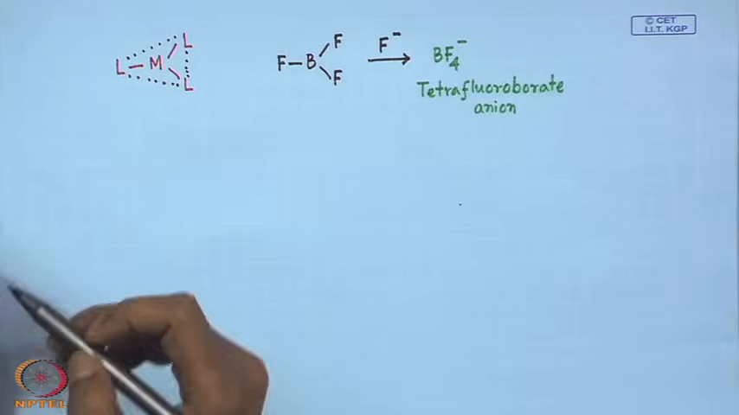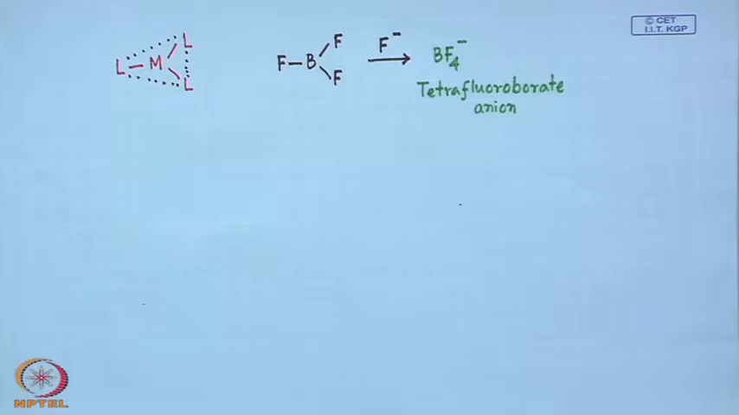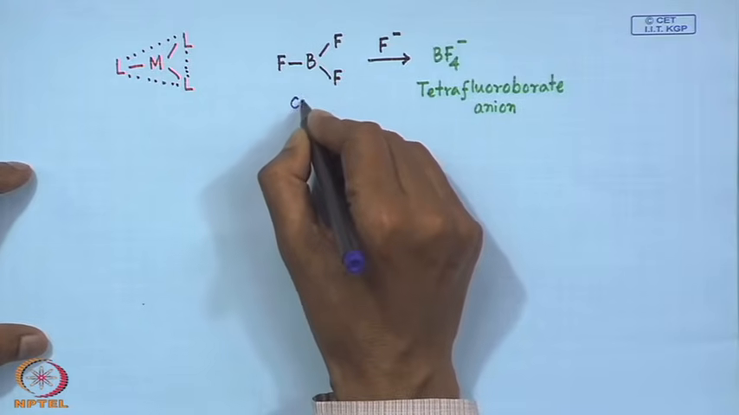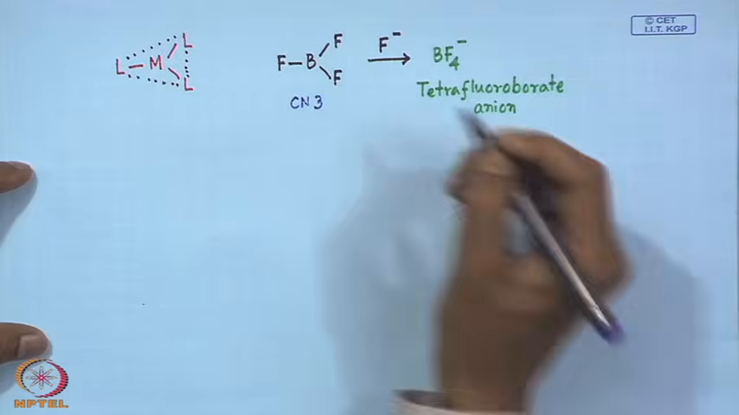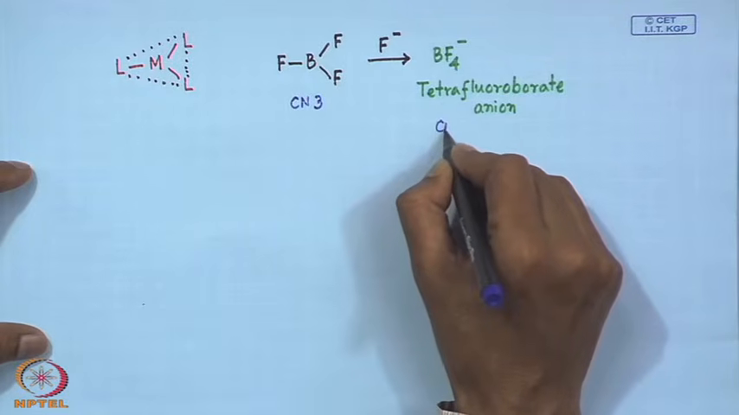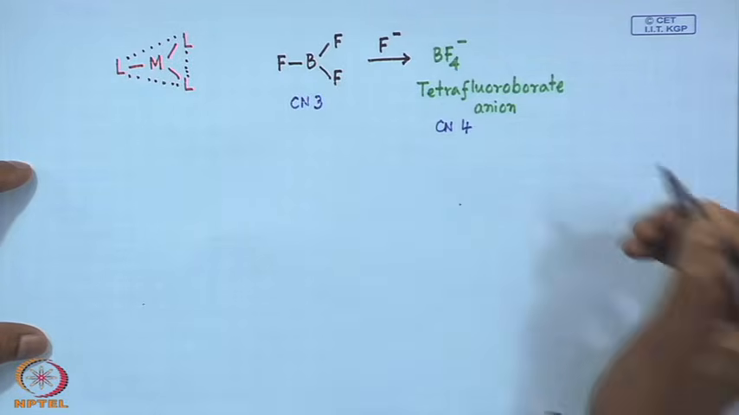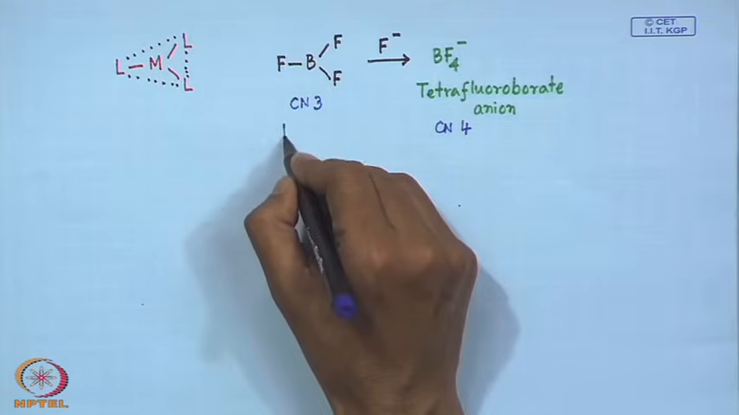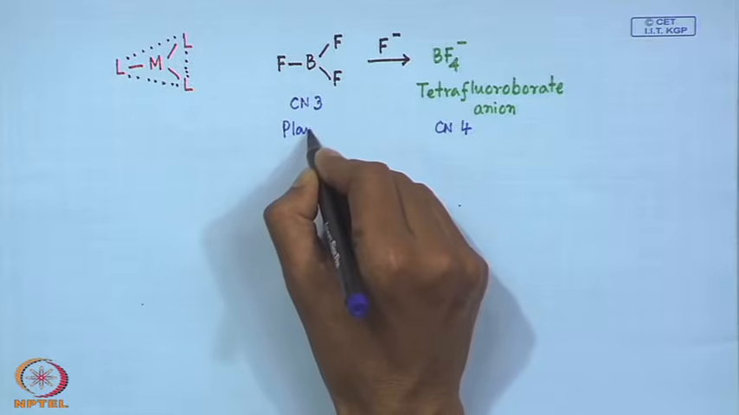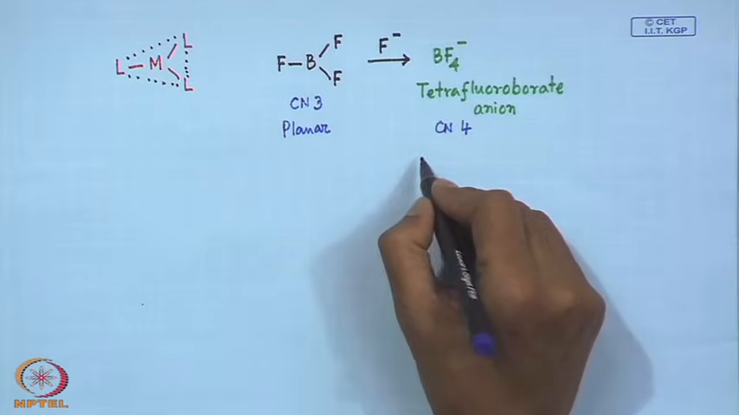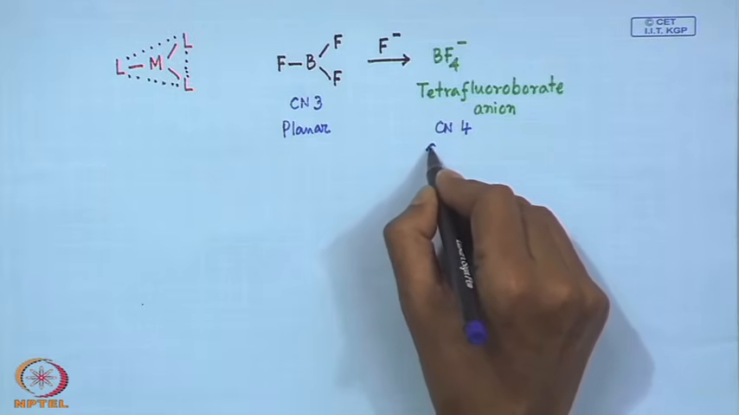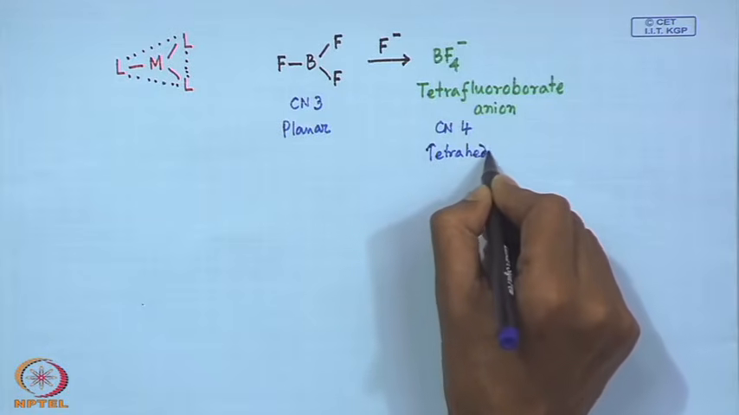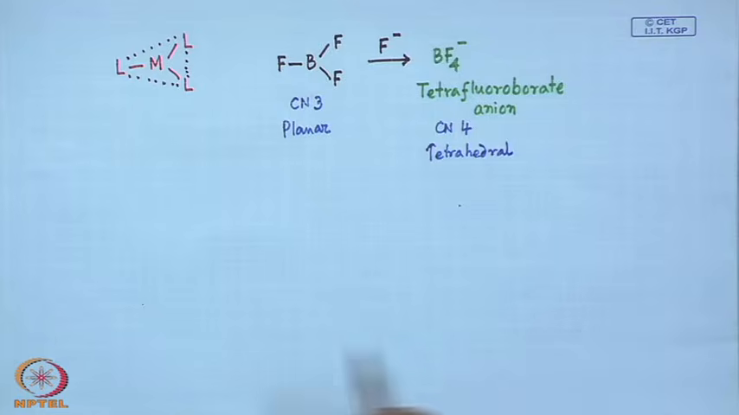This tetrafluoroborate anion has a different geometry and its coordination number is also changing. So, if we have a coordination number of 3 on the left, we can have a coordination number of 4 on the right. This is therefore a planar geometry and this is a tetrahedral one.